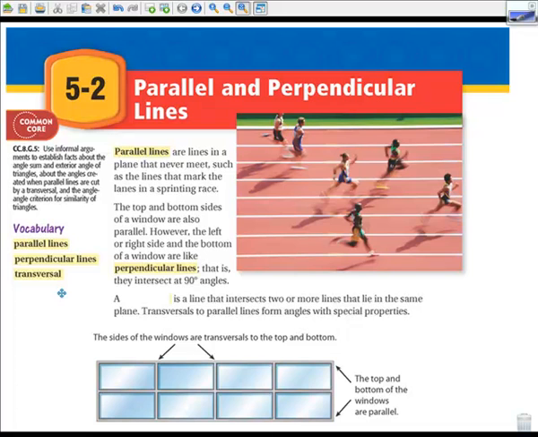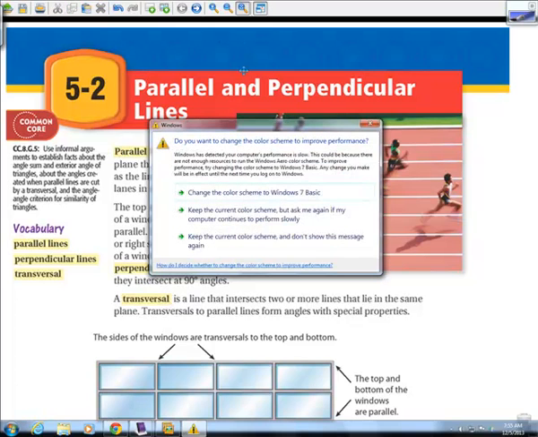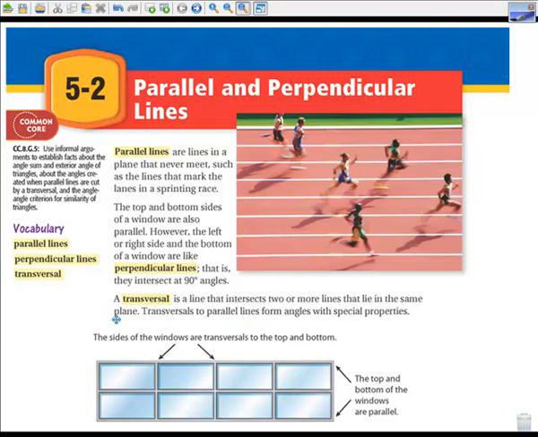A blank is a line that intersects two or more lines that lie in the same plane, and that is a transversal. So a transversal is a line that intersects two or more lines. So we can see the sides of the windows are transversals. Right here, these intersect two or more lines. So they're transversals. Okay, so parallel lines never meet, perpendicular lines intersect at 90 degrees, and a transversal is a line that intersects two or more lines.